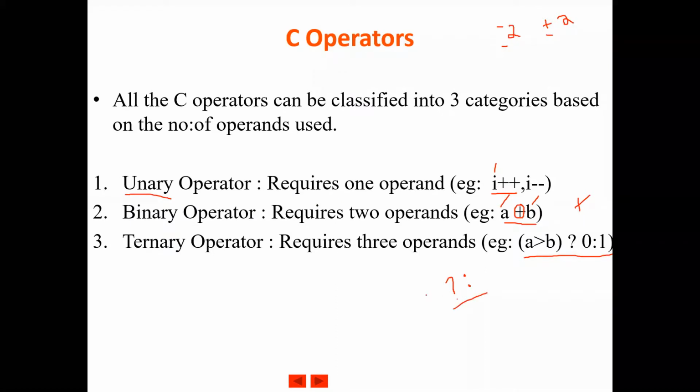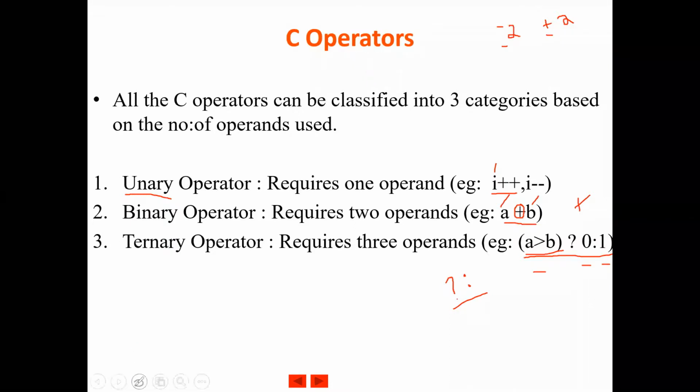Got it? Whatever we use before, in between and after these symbols will be considered as an operand. A greater than B gives a result, either true or false. So that will be considered as the first operand. After the question mark, what we mention is the second operand. After the colon, what we mention will be the third operand. So you should understand what the three operands of a ternary operator are.